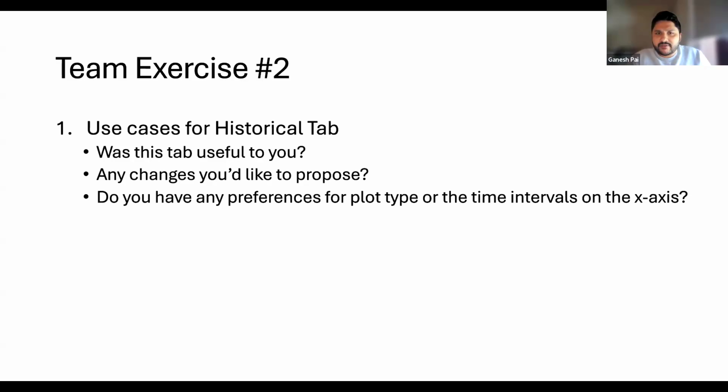And does anyone have any opinions about what the time interval or what the frequency should look like for this tab? Will said past 12 hours or in a single day. But is anyone interested in having a minute by minute or like an hourly frequency to this? I guess maybe following up on Will also, did it feel like it was giving you accurate information?